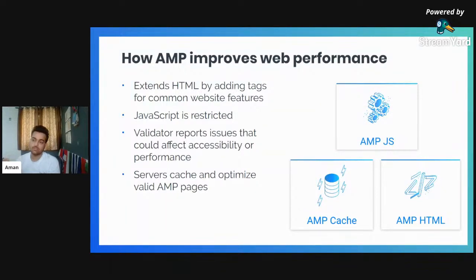Then there is something called the AMP validator that reports whether your page is 100% valid or not. So I will explain what 100% valid means. And that validator is responsible for making sure that your website is accessible and also has optimized performance. And then if your website is 100% AMP valid, you can cache all these results on Google servers, doesn't matter how much content you have on your platform. It will be cached on Google servers so that it loads instantly. And I will show you an example during this session.